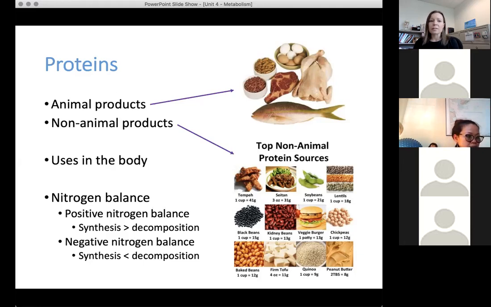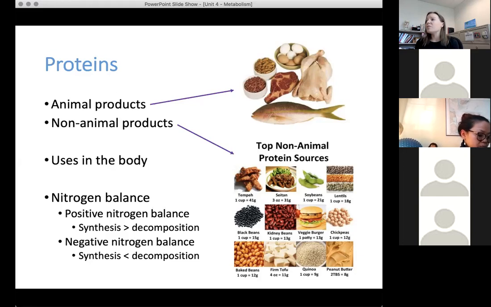If there is a positive nitrogen balance, that means that protein synthesis is greater than decomposition. So you're making proteins at a faster rate than you're breaking them down. And that's often seen during times of growth. Like if a child has a growth spurt, for example, or during times of tissue repair. So you're growing a lot of new tissue.